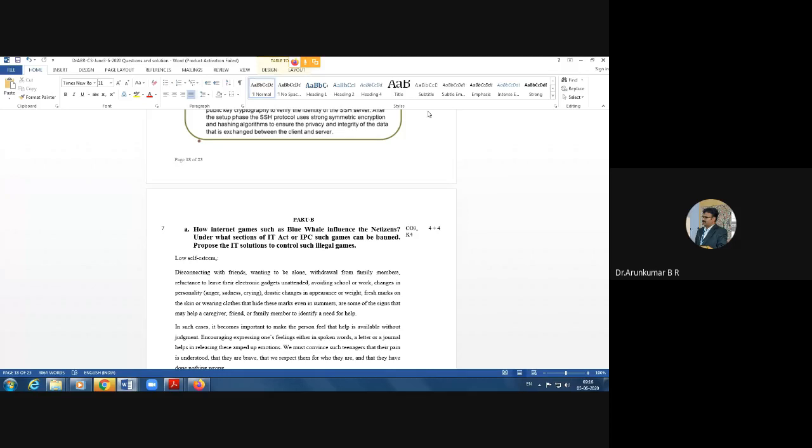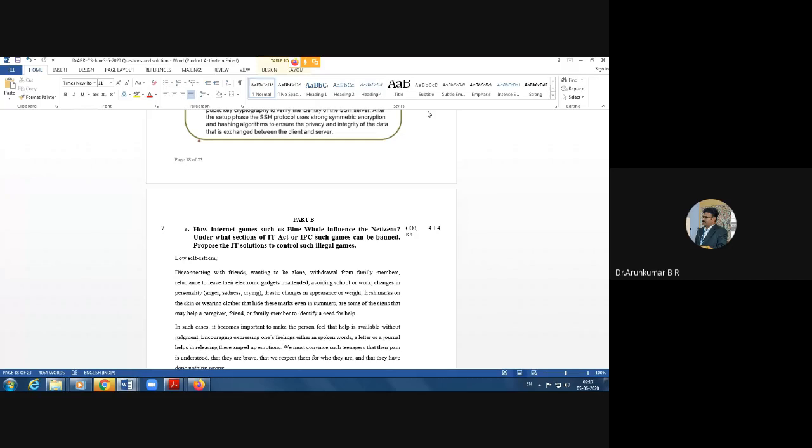Low self-esteem. So, how do internet games influence low self-esteem? What happens? Disconnecting with friends, wanting to be alone, withdrawal from family members, reluctance to leave their electronic gadgets unattended, avoiding school or work, changes in personality, that is anger, sadness, crying, drastic changes in appearance or weight, fresh marks on the skin, or wearing clothes that hide these marks even in summers, are some of the signs that may help a caregiver, friend or family member to identify a need for help.